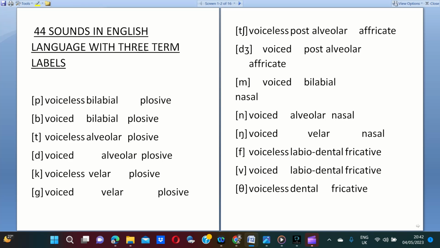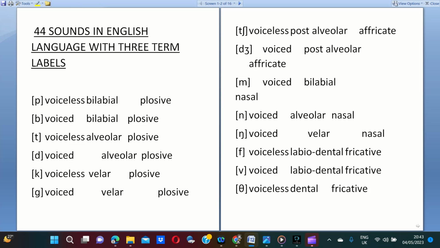Here, why is this a velar? Why do we call this a velar sound? It is involved in the velar region. Here, the middle part of the tongue goes against the velar region, the soft palate, to produce this sound.